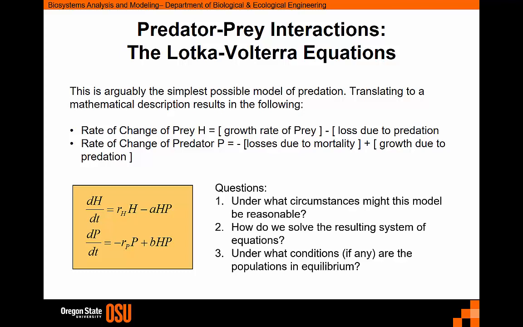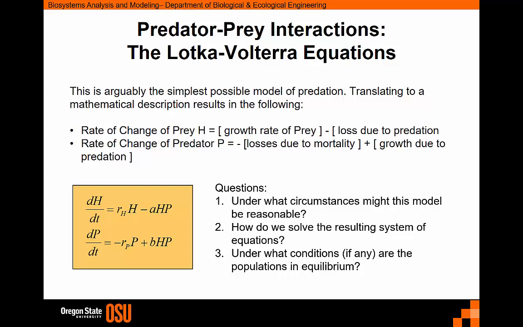Now that we have a model, what are some of the questions we might be able to address? For example, under what circumstances might this model be reasonable? To answer this, we want to take a close look at the assumptions embedded in the model. For example, the conceptual model doesn't consider immigration into or emigration out of either population. If these processes are important in the real-world system being modeled, then this model may not be appropriate.